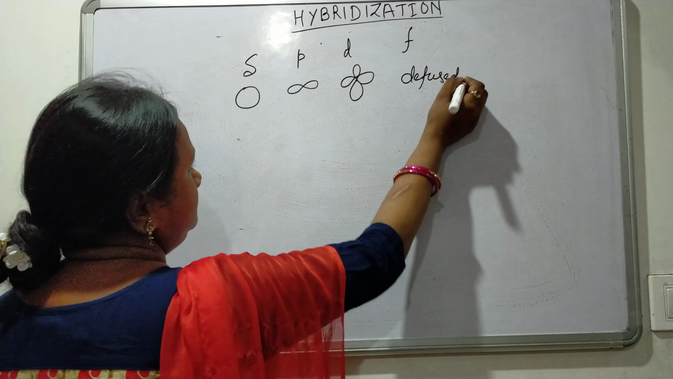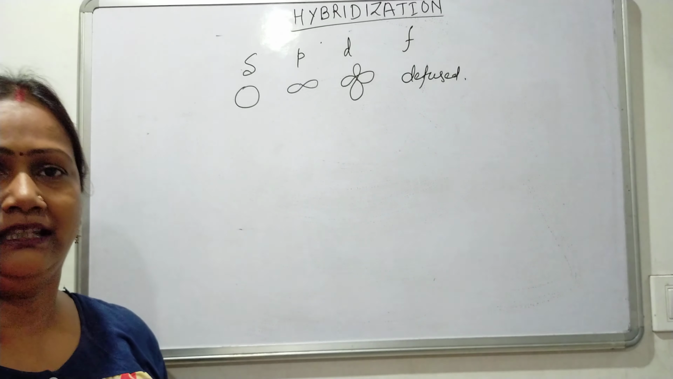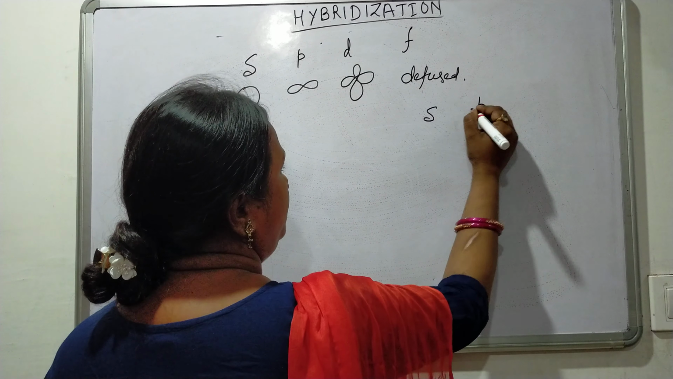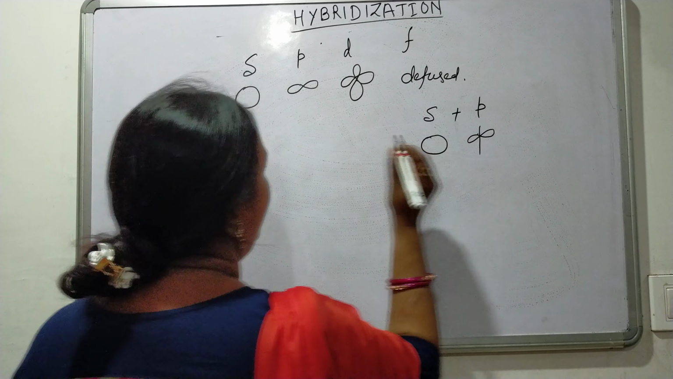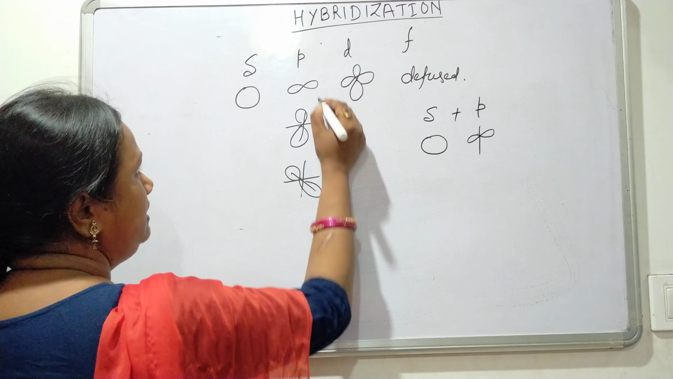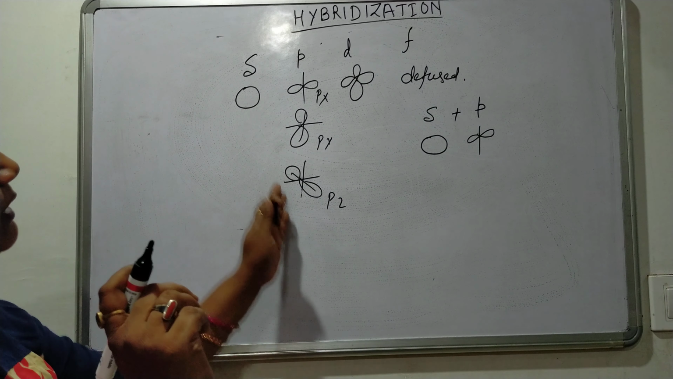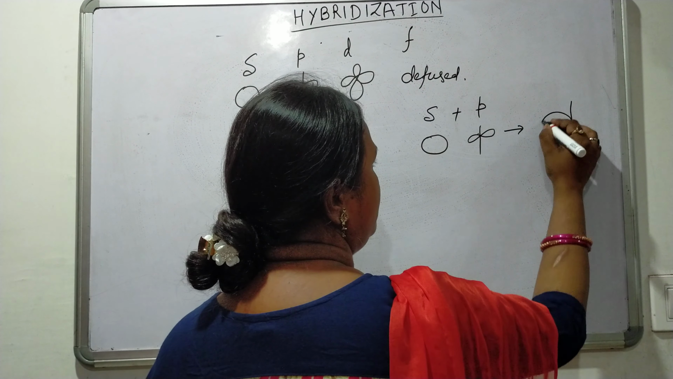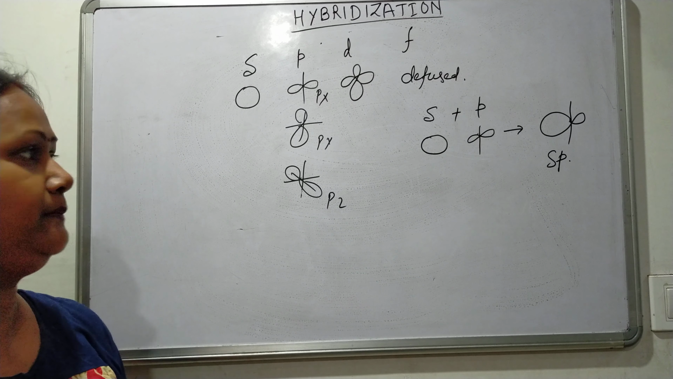You know all? Okay. When these orbitals are mixed together, they form a new hybrid orbital, and this phenomenon is known as hybridization. Suppose you are going to mix s and p orbital. What will happen? This is the s orbital and this is the p orbital. As you know, there are three types of p orbital along different directions: px, py and pz. When any one of them is mixed with the s orbital, it forms a new hybrid orbital. The structure will look like this. This is the sp hybridized orbital.